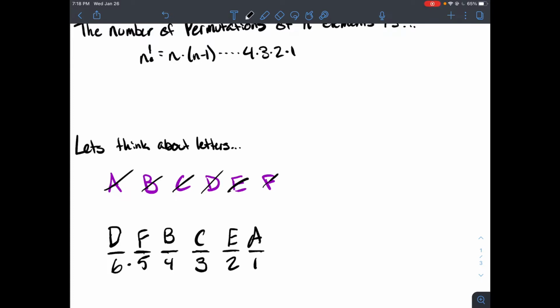Notice that right here we have 6 times 5 times 4 times 3 times 2 times 1. And that is the amount of different permutations that you're going to get. So 6 factorial is the amount of ways that we can order these, where the order does matter. 6 factorial is equal to 720.